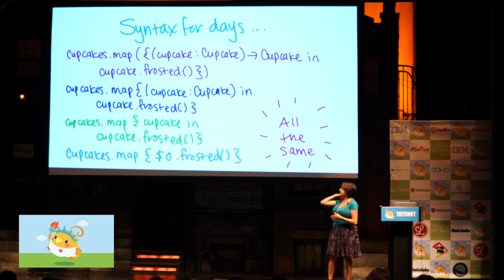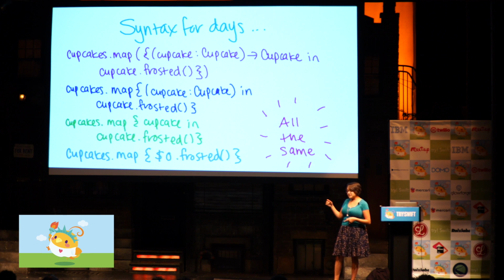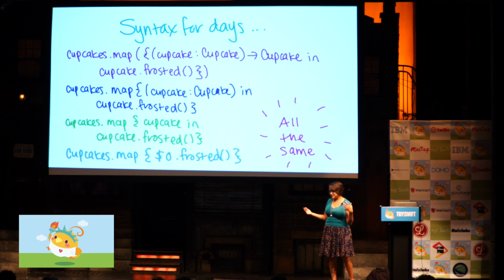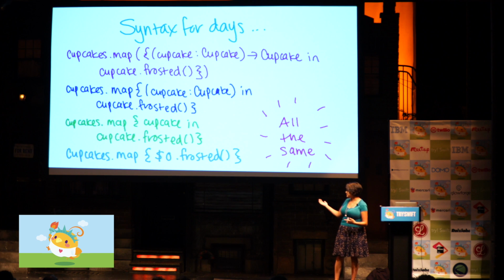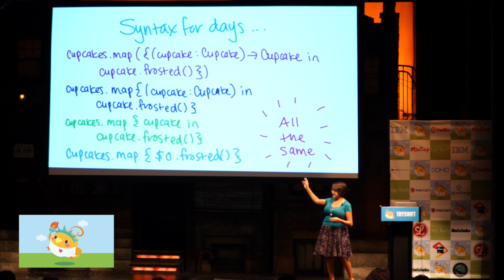It's very similar to a lot of block syntax and other things like that, but Swift is pretty smart. It knows that I'm doing this frosted method on a cupcake, and that you're returning a type of Cupcake, so you don't actually have to write the arrow and Cupcake to tell it what type you're returning. You could drop that, and you'll see that in the second example. But again, Swift is really smart. It knows your arrays are of type Cupcake, so you don't have to tell it. You could drop the colon Cupcake where you give the type, and just say cupcake in cupcake.frosted.